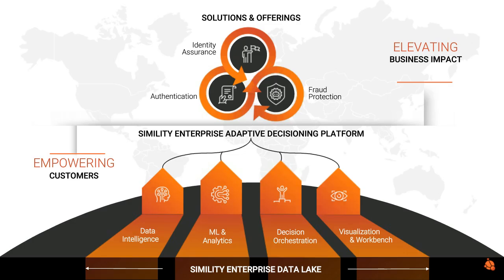So here is the view of our solution and our offerings for protecting the entire user life cycle, from account origination, which is our identity assurance offering, authentication or login protection, and then fraud prevention on downstream activities, including transaction fraud. So what powers our solution is our core platform, which lets us be adaptive, flexible, and essentially stay ahead of the fraudsters, thereby protecting and empowering our customers in that process.